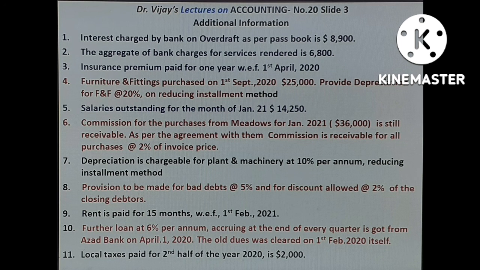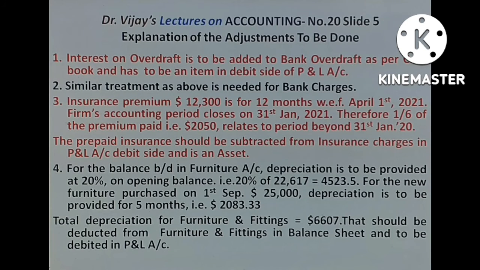Let us go to adjustments one by one. Additional information 1 to 4, that is the first 4 adjustments, are explained in slide 5. Let us see one by one. Interest on overdraft is to be added to bank overdraft as per cash book and has to be an item in the debit side of profit loss account.